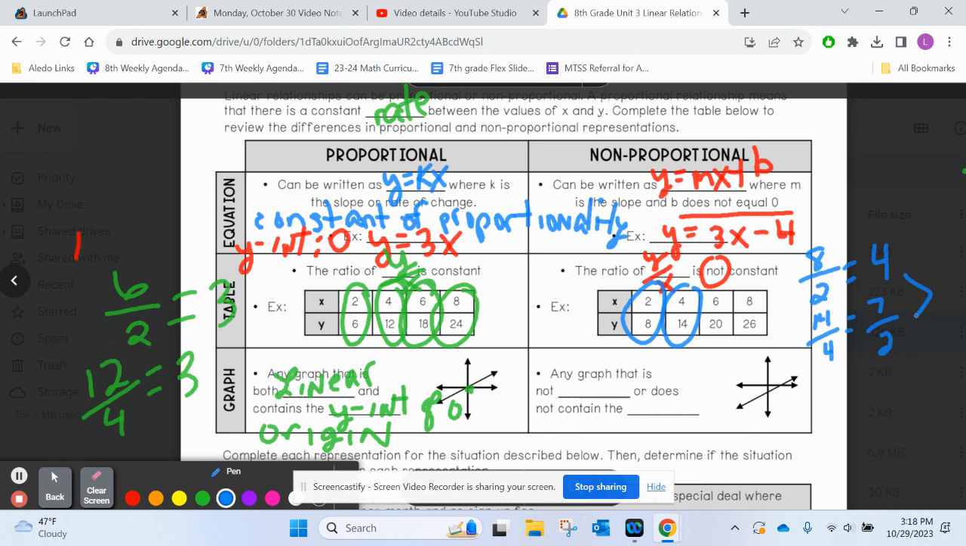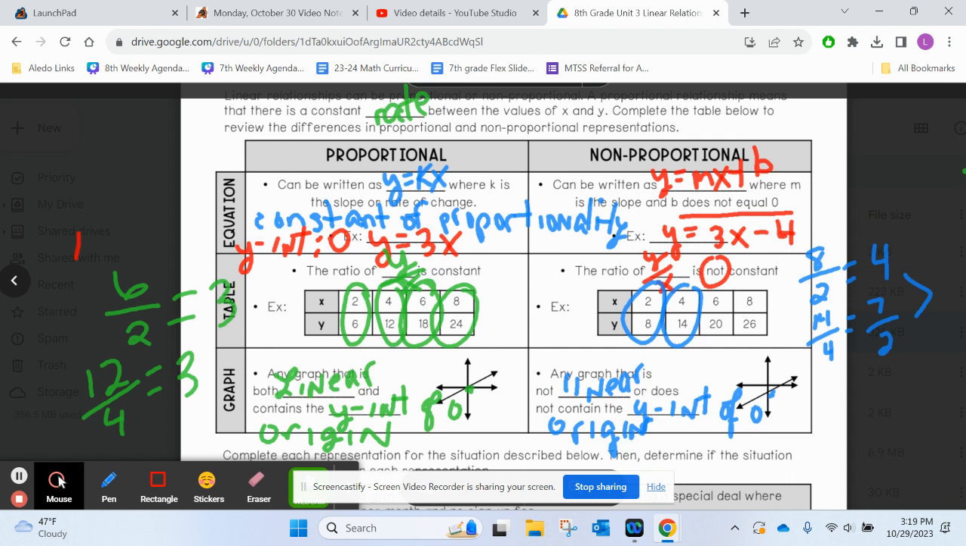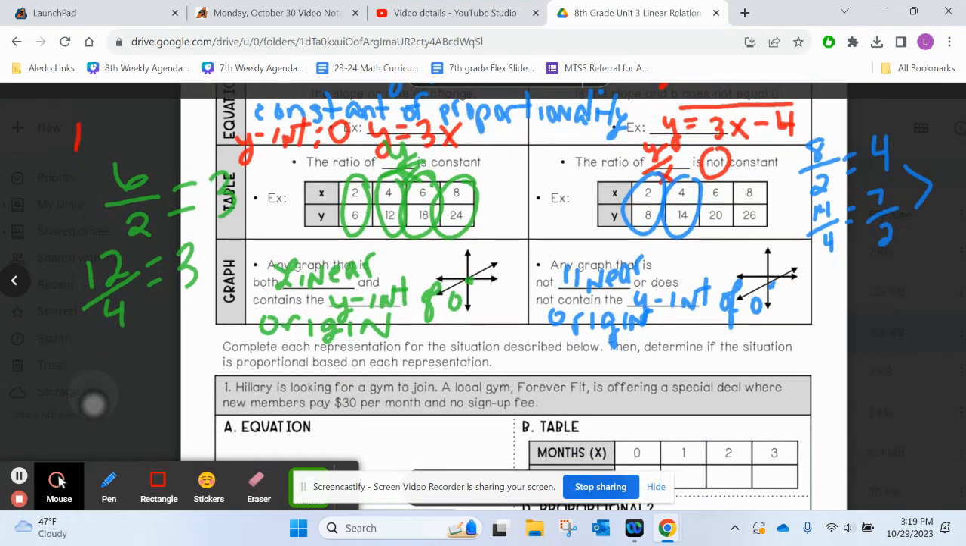From a graph, there are several ways we could tell. Number one, any graph that is not linear. So if you had like a squiggly line, then it would not be proportional. Or it does not contain the y-intercept of 0, meaning it's not going through the origin, which you can see right here. This graph is crossing down in the negatives. And so therefore, just by knowing what the y-intercept is, you can tell that it is non-proportional. So let's look at an example.